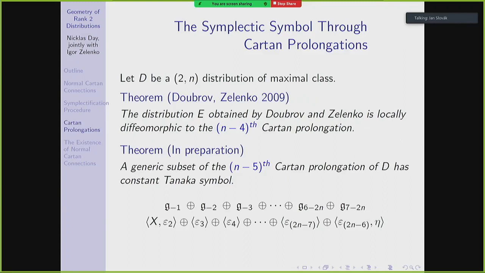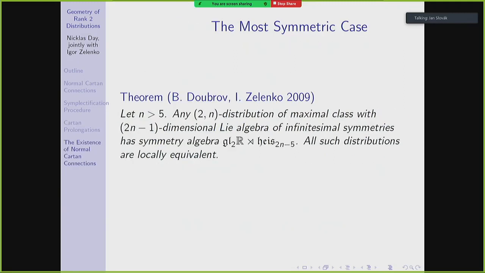Now, maybe it'll be useful, both to clarify what's going on and to discuss the non-existence of a Cartan connection, to discuss the most symmetric case among all those distributions with the same Tanaka symbol. So one of the features of the symplectification procedure of Dubrov and Zelenko is that it gives that for n greater than 5. I should say the symplectification procedure is for n greater than 5. I really should have said that at the beginning. I apologize. We're thinking of the dimension of the manifold as greater than 5.